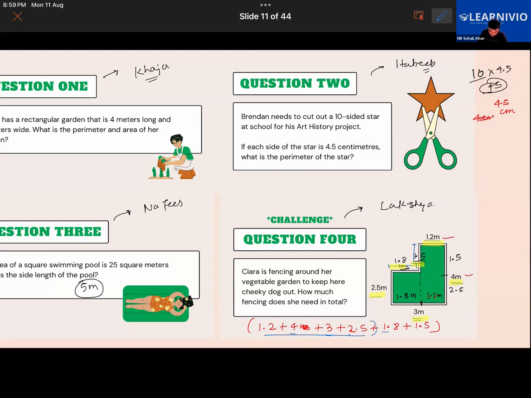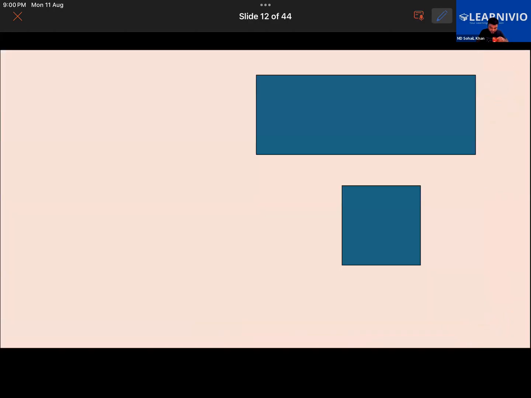Let me tell you again. 1.2 plus 4 is 5.2. 5.2 plus 3 is 8.2. 8.2 plus 2.5 is 10.7. Now we have 10.7, 1.8, and 1.5. 7 plus 8 is 15. 15 plus 5 is 20. So we will write the 0 here, carry 2, 3, 4, that's 14. Very good. Who said 14? You said, Nafis, right? So that is 14 meter. Is it clear to everyone? Yes, sir. Okay. So we have to be a bit careful while solving such questions.